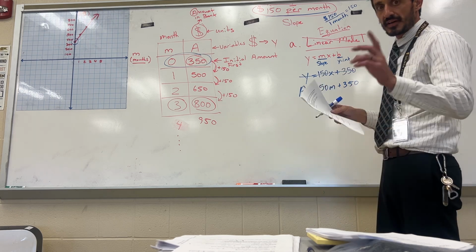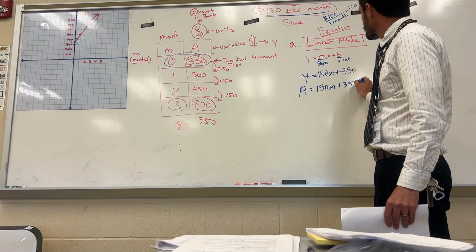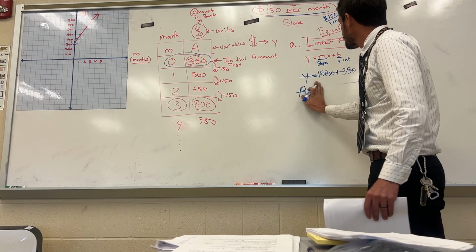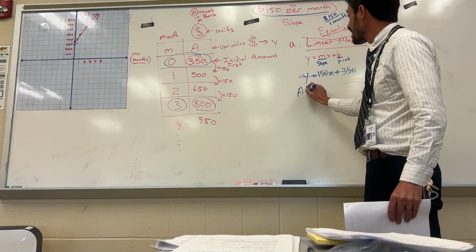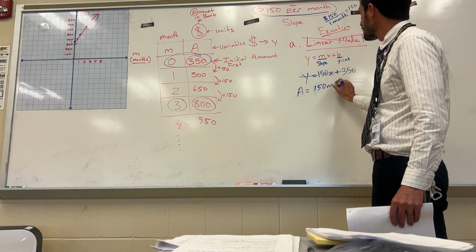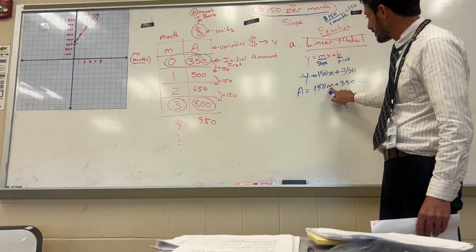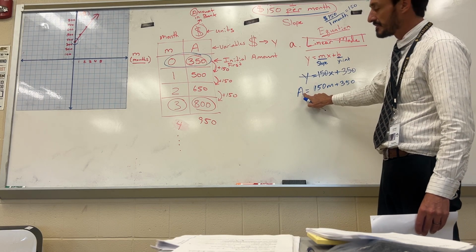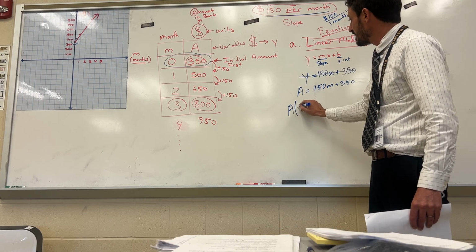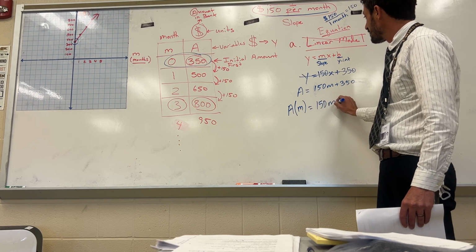There's one additional thing that you guys need to do for the test and for tomorrow's quiz. You guys need to make this equation, well, let me write it again. This is not wrong. A equals 150 m plus 350. I want you guys to realize that we can take the x variable and write it also next to a, and it means the same thing. We read this as the amount of money after m months is equal to 150 m plus 350.